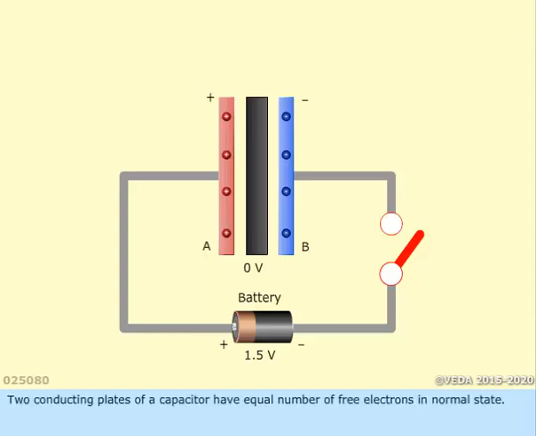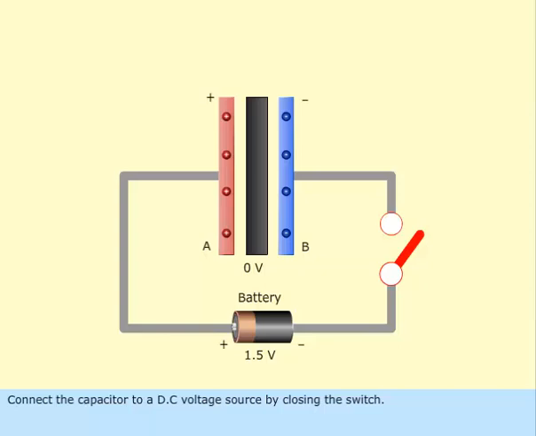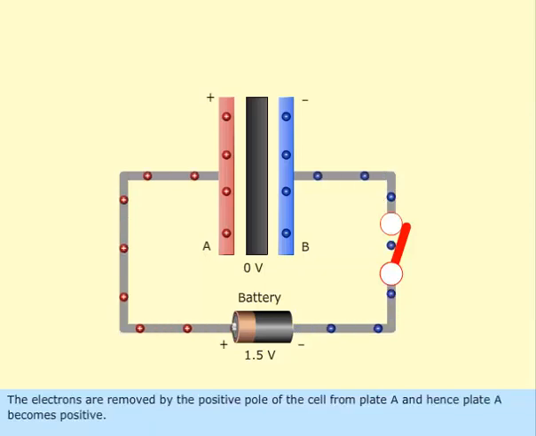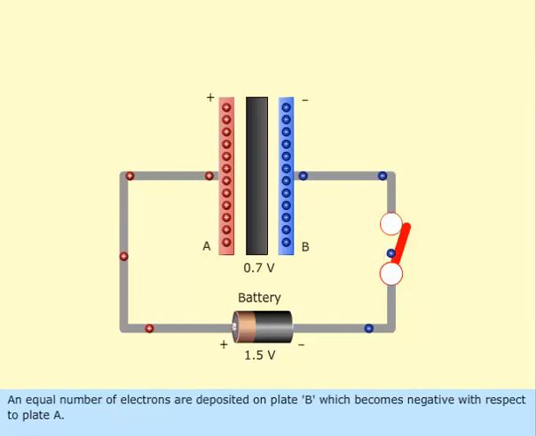Two conducting plates of a capacitor have an equal number of free electrons in the normal state. Connect the capacitor to a DC voltage source by closing the switch. The electrons are removed by the positive pole of the cell from plate A, and hence plate A becomes positive. An equal number of electrons are deposited on plate B, which becomes negative with respect to plate A.